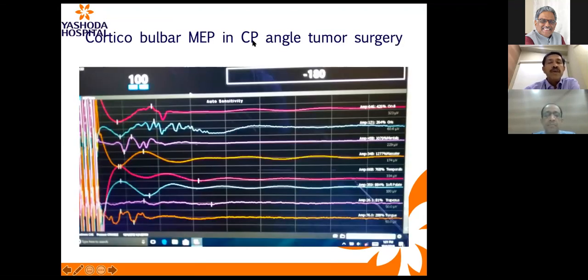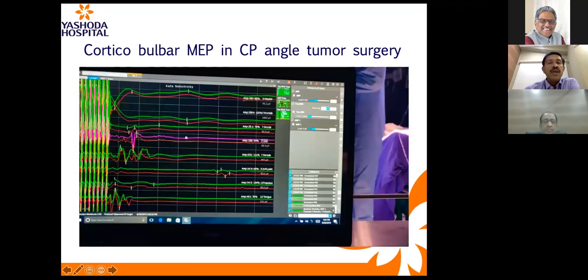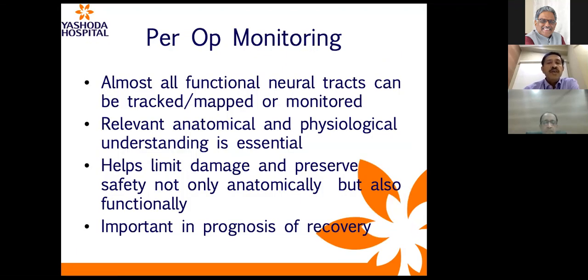If you're doing a CP angle tumor, one could do a corticobulbar MEP and then make sure that all your brainstem is intact and all the lower cranial nerves can be monitored using corticobulbar potential and direct stimulation of the lower cranial nerves, 7, 8, 9, 10, 11, and 12. So preoperative imaging, understanding the tracts, and peroperative monitoring, you can almost all functional neural tracts can be tracked and mapped or monitored.